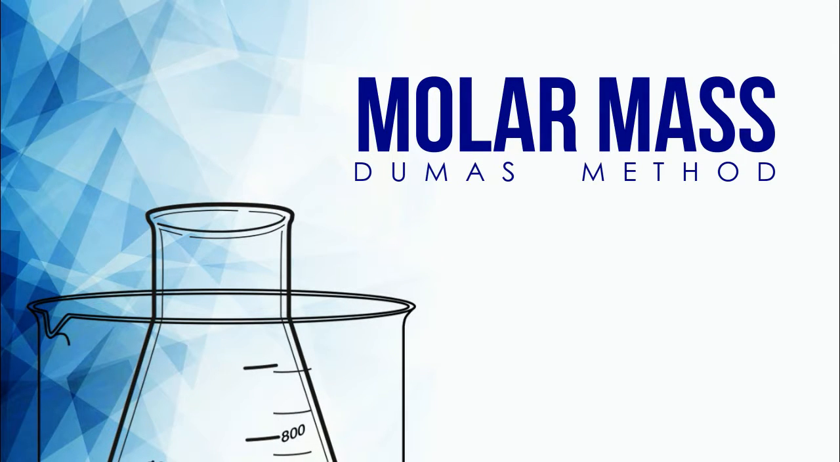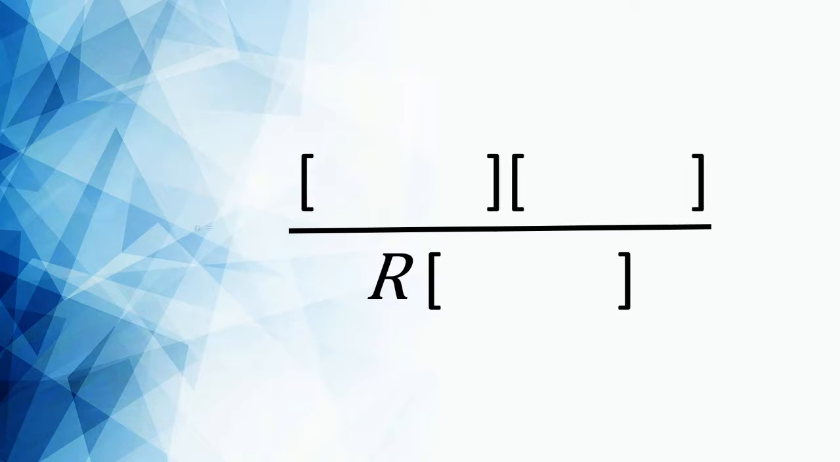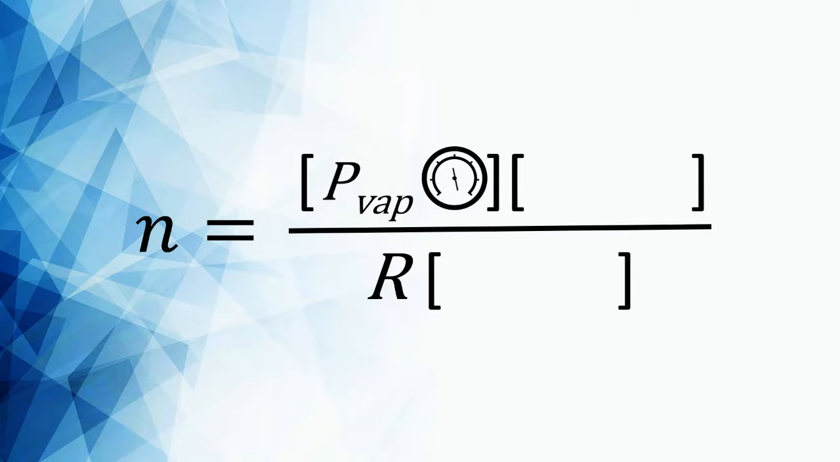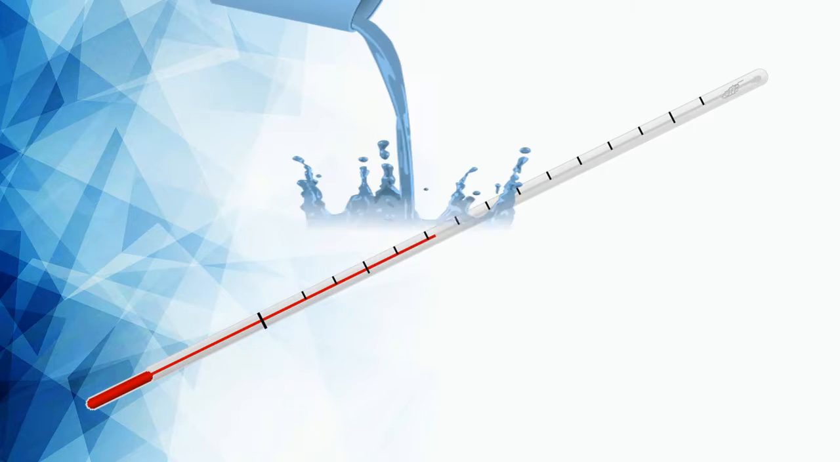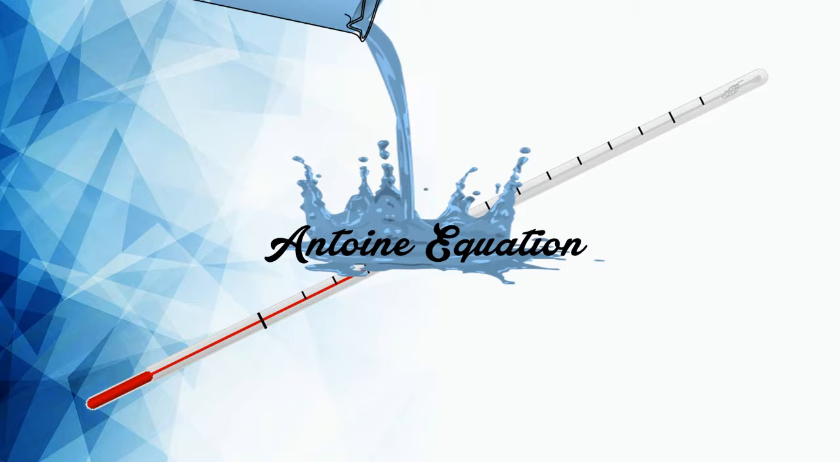The objectives of this experiment are to estimate the molar mass of volatile liquids using the Dumas method, to apply the ideal gas law equation through the measurement of vapor pressure, volume of the container, and the vapor temperature, and to apply the Antoine equation to determine the vapor pressure at a particular temperature.